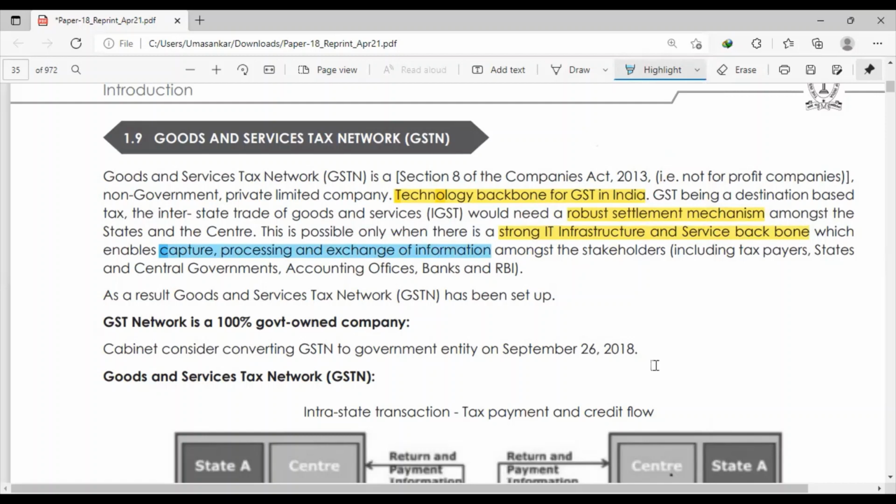As a result, GSTN has been set up, and it is now a 100% government-owned company. The Cabinet considered converting GSTN into a government entity in September 2018. Earlier it was a private company, then it was converted into a government company.